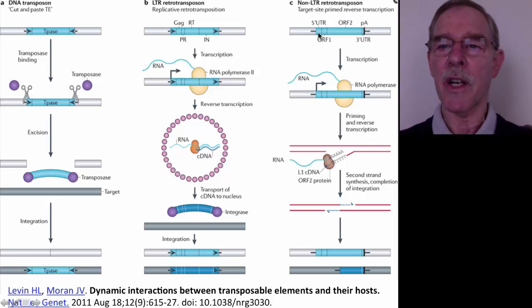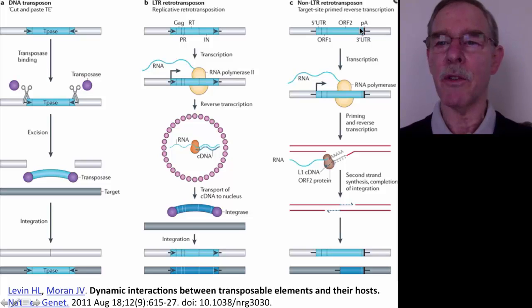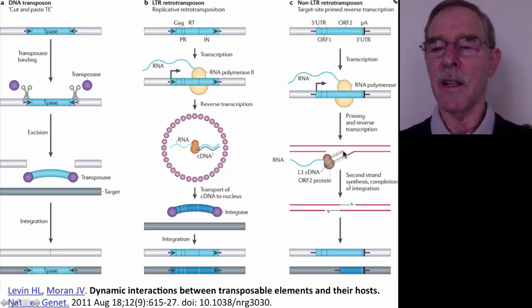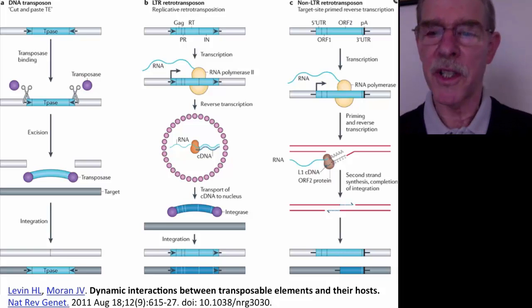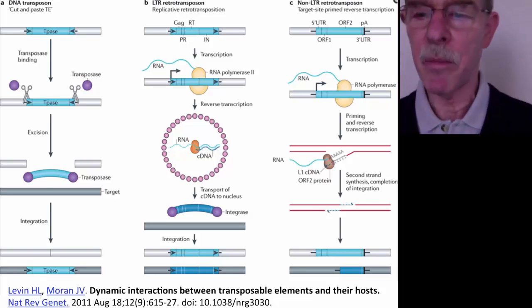And then there are other kinds of retrotransposons called LINEs, or long interspersed nucleotide elements, and SINEs, or short interspersed nucleotide elements, which are transcribed into RNA. And then the RNA is copied into DNA at a cleavage site anywhere in the genome, and the target DNA serves to prime reverse transcription. This is called target primed retrotransposition.